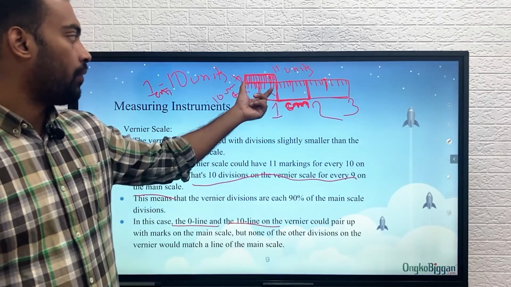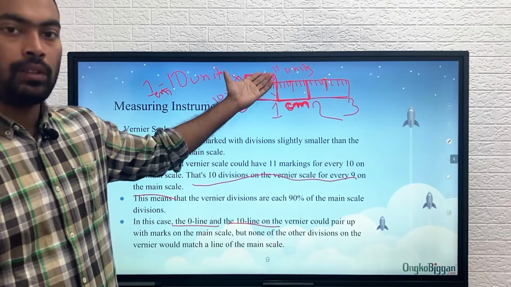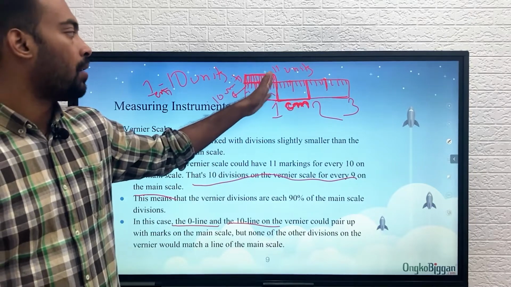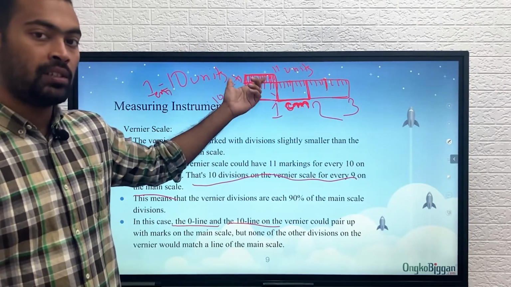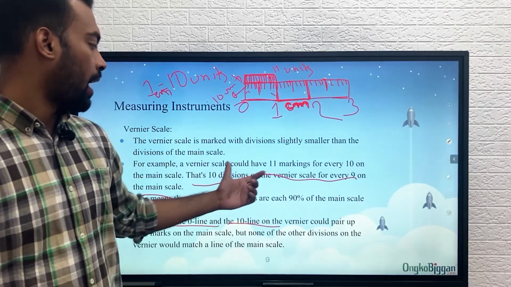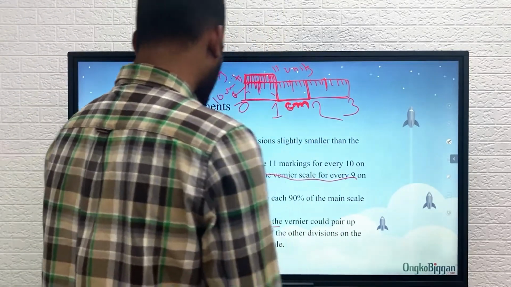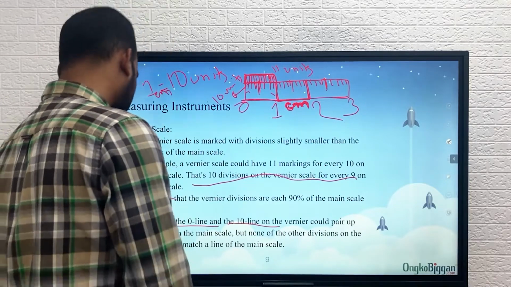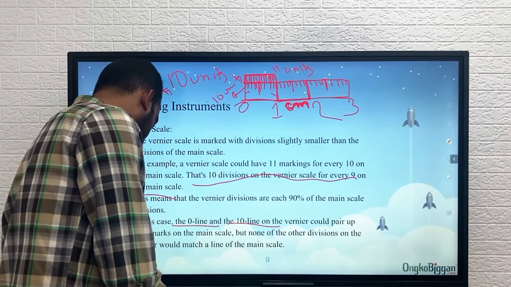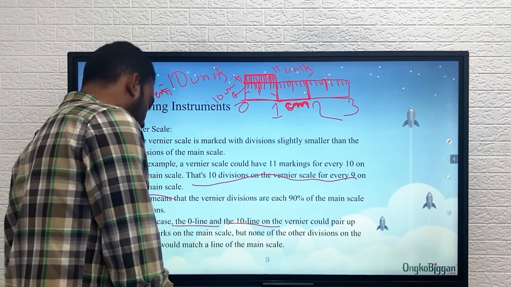Just understand this: for 10 units in the main scale, there will be 11 units on the Vernier scale, and 10 divisions of the Vernier scale would pair up with the 9 on the main scale. Okay. So these are basically the concepts of the Vernier scale, and I believe you will understand these things more precisely in the laboratory. A few other things are there, which is the stopwatch.